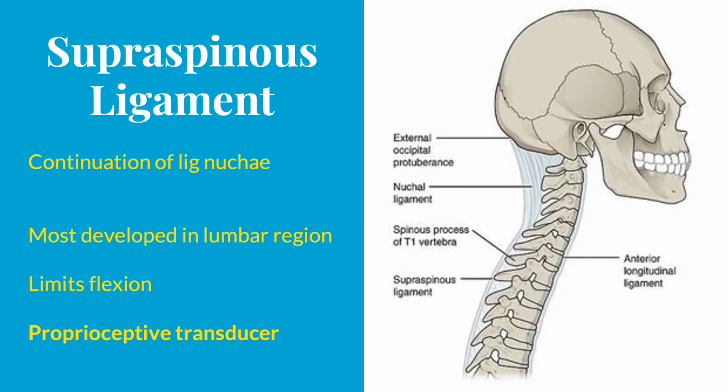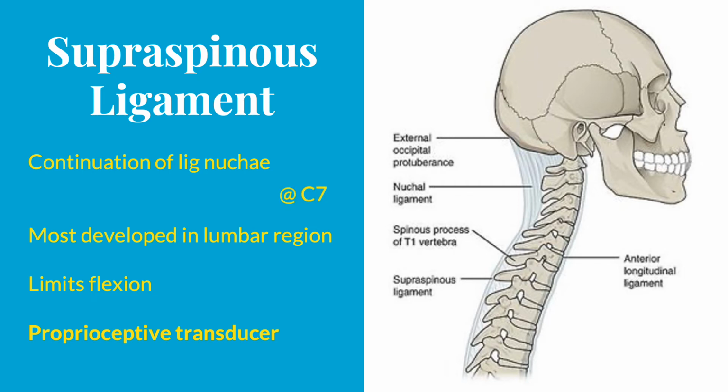All right, just a couple more. The supraspinous ligament. That's going to be a continuation of that ligamentum nuchae below C7, remember? So those two will not be found at any place at the same time. It's the most developed in the lumbar region, which seems to be a trend if you're kind of paying attention to those features. Again, limits flexion makes perfect sense where it's located, and because it's not super well developed, it's going to be a proprioceptive transducer. You guessed it.